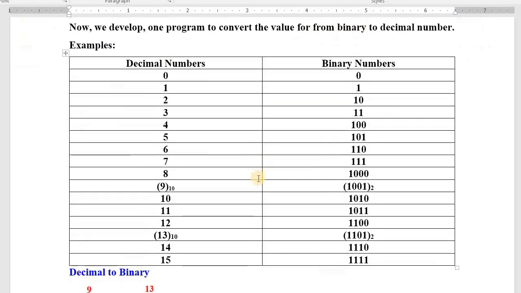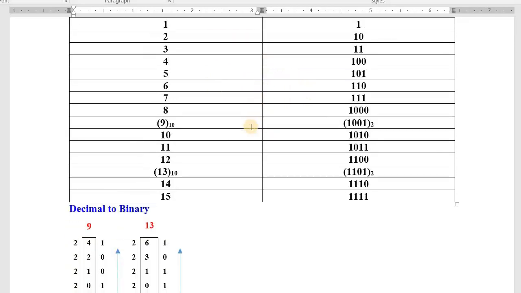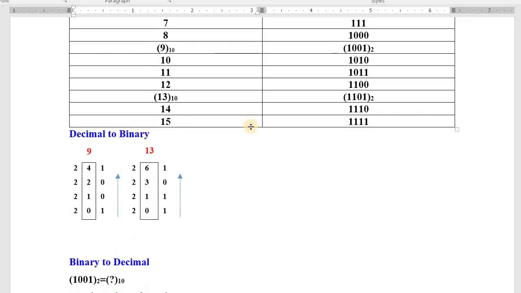See, here I have given the list. These are all decimal numbers: 0, 1, 2, 3, 4, 5, 6, 7, 8, 9, 10, 11, 12, 13, 14, 15 and so on. As you know already, the binary equivalent of 0 is 0 only, of 1 is 1 only, of 2 is 10, of 3 is 11, and of 4 is 100. Then how to convert? See, here I have explained for you.